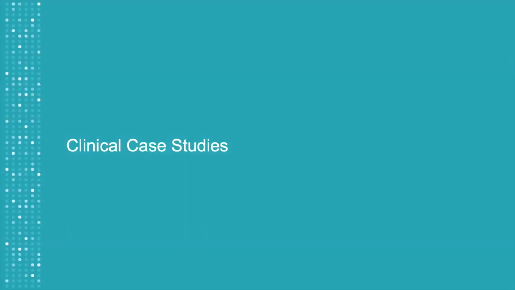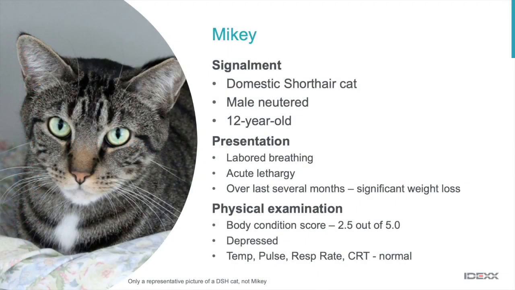Now let's try to apply some of what we just spoke about in some real case scenarios. We're clearly not going to cover everything, but it will show you how to approach the CBC in these case examples. Our first case is Mickey, a 12-year-old male neutered domestic short-haired cat that presented with labored breathing, acute lethargy, and significant weight loss over the last several months. On physical examination, the primary abnormalities that were seen were decreased body condition score and depression.